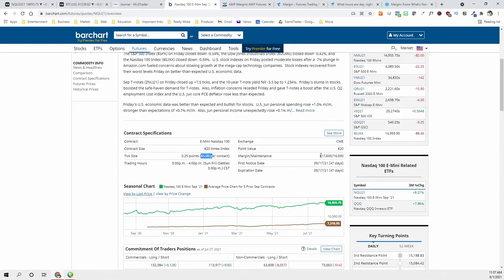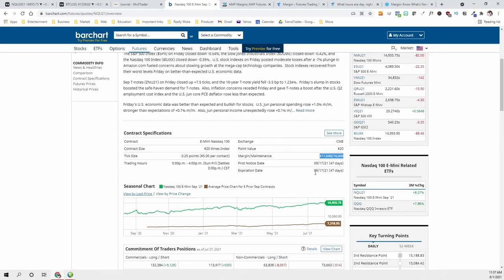Also, you want to know what the margin is. Now, these are the margin requirements and the maintenance requirements set by the CME Group, right? So this is industry wide. This is what the basic margin requirements and the maintenance requirements are, right?